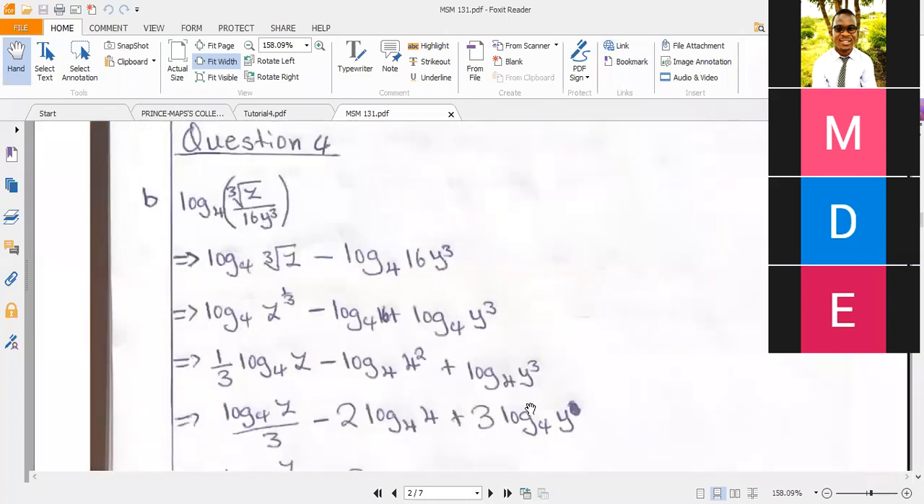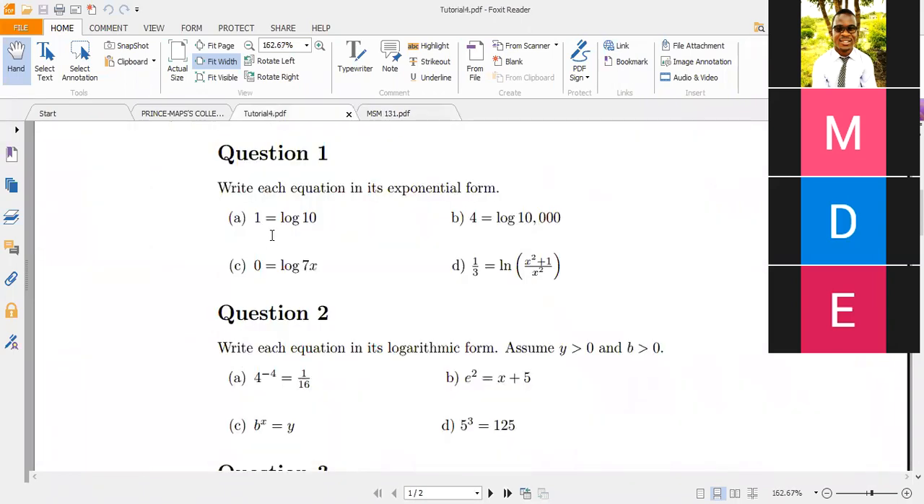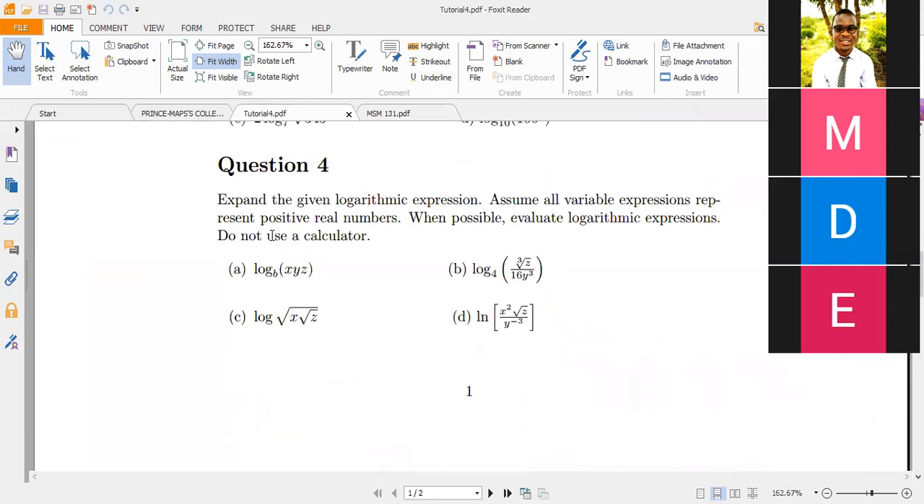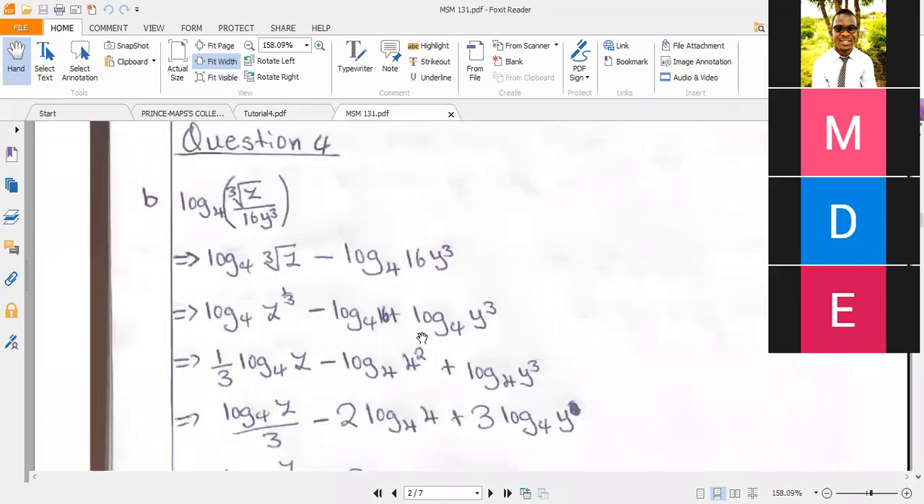Let's move to question 4. So if you check in your tutorial sheet, question 4 is saying expand the given logarithmic expression, assume all variable expressions represent positive real numbers. When possible, evaluate logarithmic expressions. Do not use a calculator. So we are not going to use a calculator because in this course, we actually don't use a calculator.